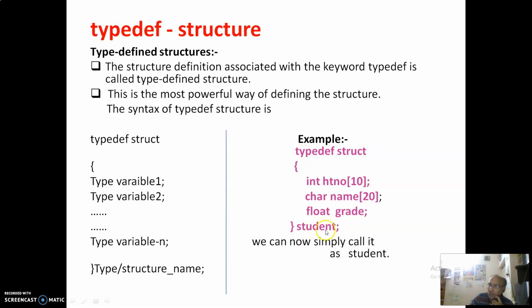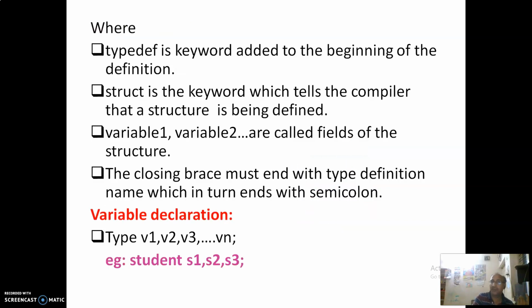Now the variable is student. We can now simply call it student. Student is the structure now. Student s1, s2, s3, like this you can use. Understood?